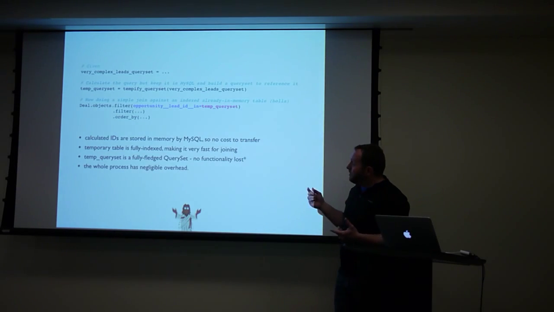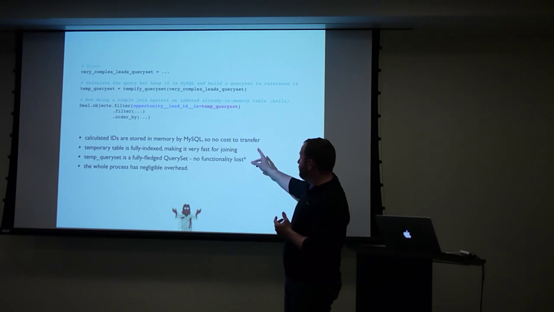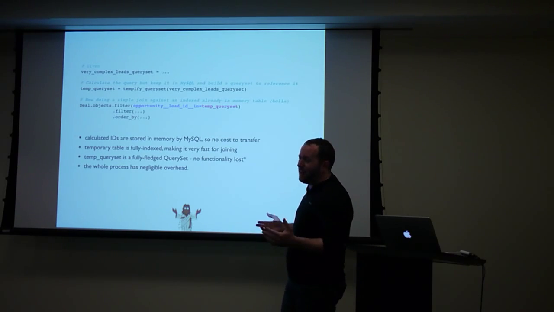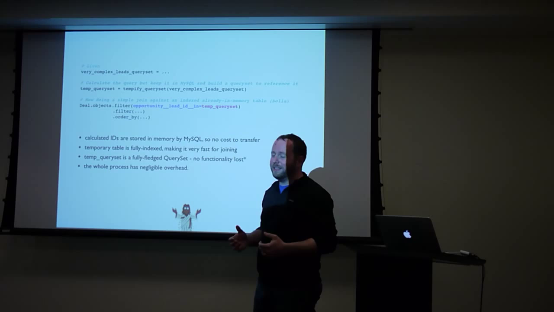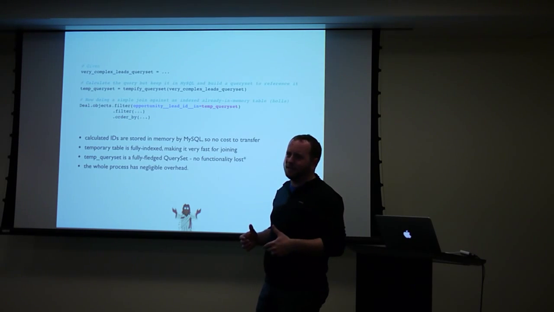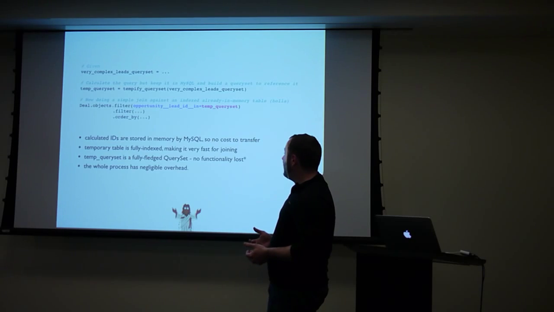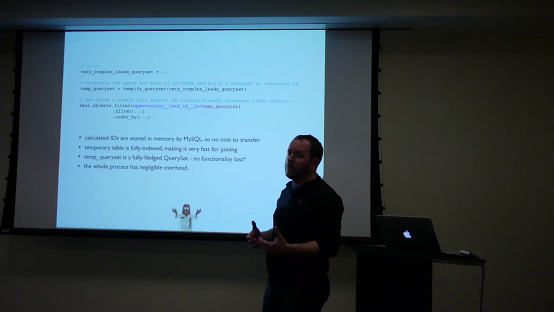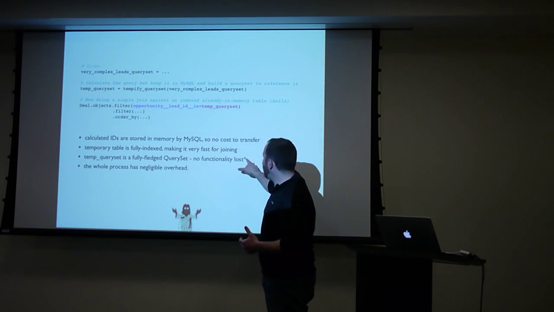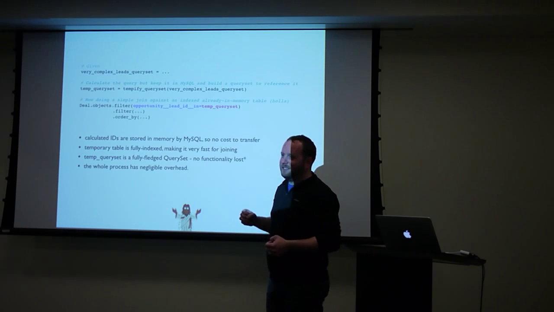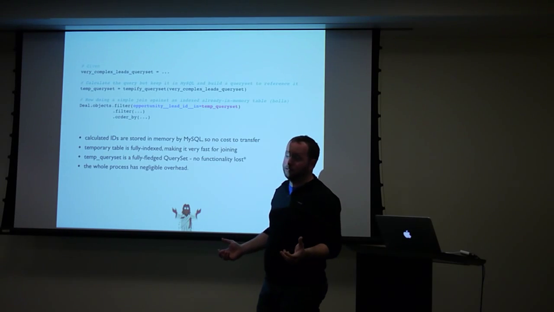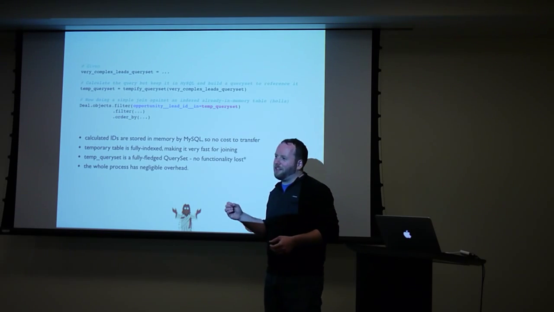So the benefits are, you calculate the IDs, you store them, no cost to transfer. The temporary table is fully indexed. It's very fast. The overhead of actually doing this whole step, even though it kind of sounds wiggy, is not very high, because this is the kind of thing that MySQL does internally all the time anyhow. And this temp query set is still a fully fledged query set with all of the functionality you would like. The asterisk here is, even if it were a temp query set of leads, they're no longer leads. They don't have all the other data, they're just IDs. So it is a query set, but it's not the model it once was.